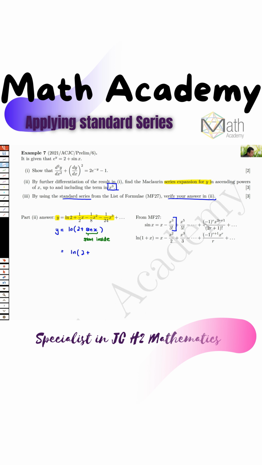Anything more, no need to write. Okay, only up to the terms that they want. So I change my sine x into these terms, x minus your x cubed over your 3 factorial, which is 6. Then you try to apply ln, but ln takes a very special format. It must be of the form 1 plus a variable. Within the ln must be the constant 1 and must be a variable that comes next.